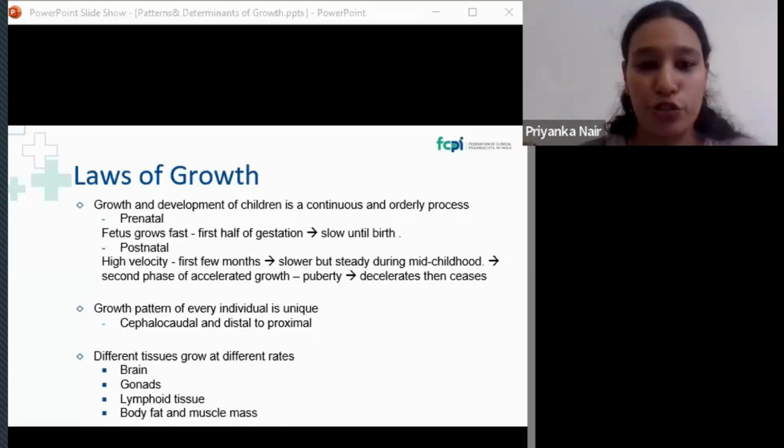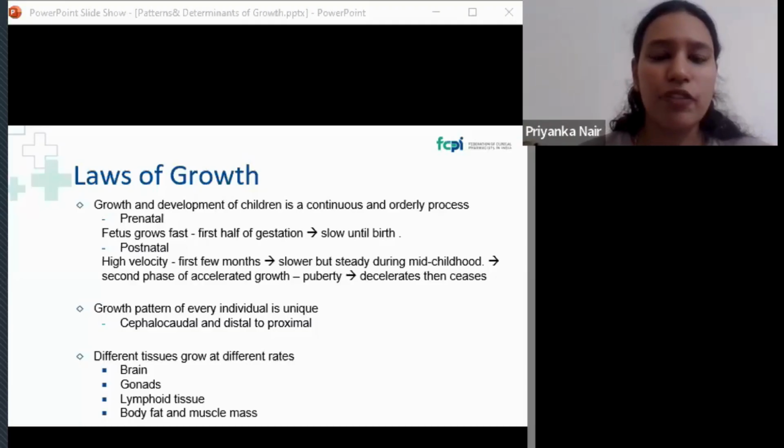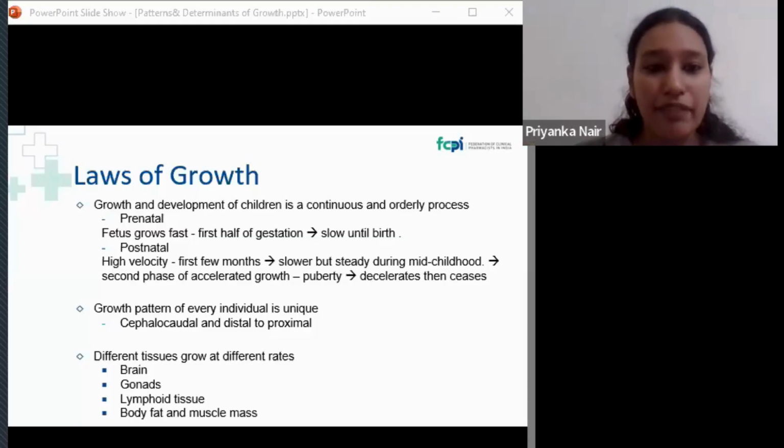In the case of lymphoid tissues, the growth actually is the most during mid childhood. And this is evident because we've seen that in children of 4 to 8 years of age, they have very palpable lymph nodes and they can be evidently seen.